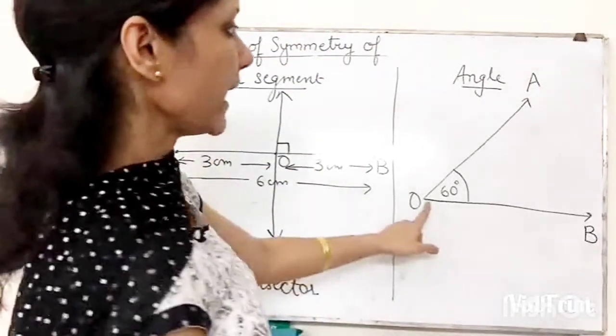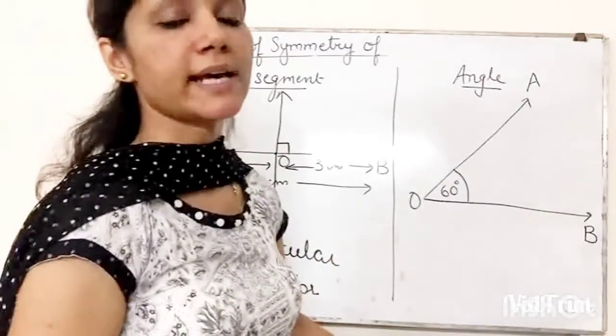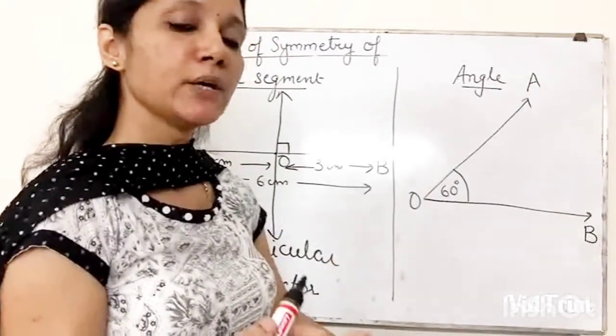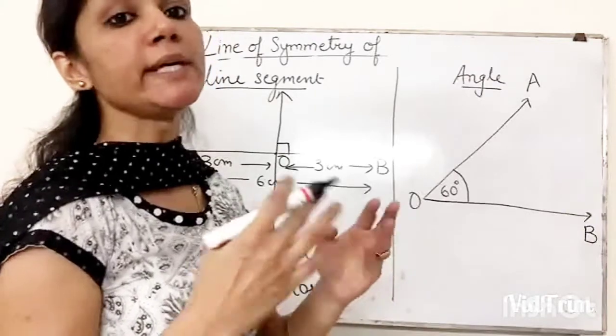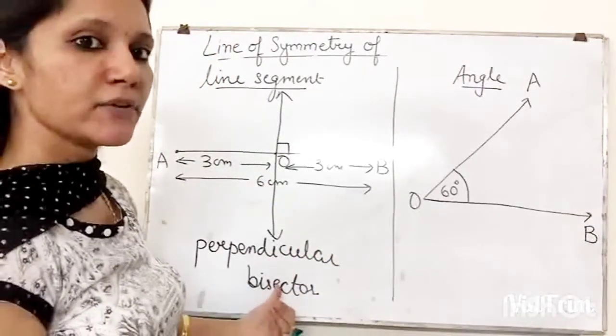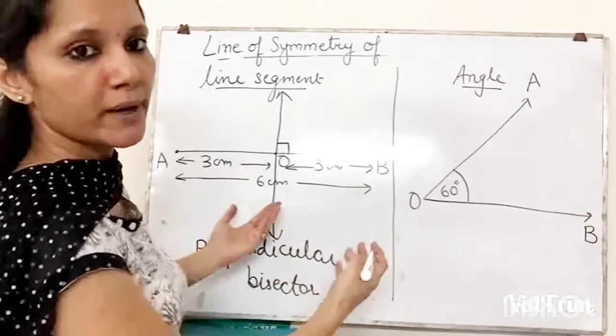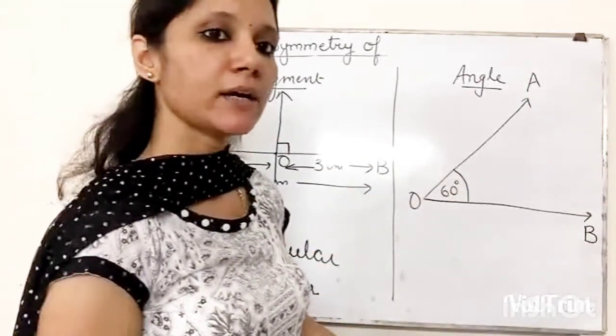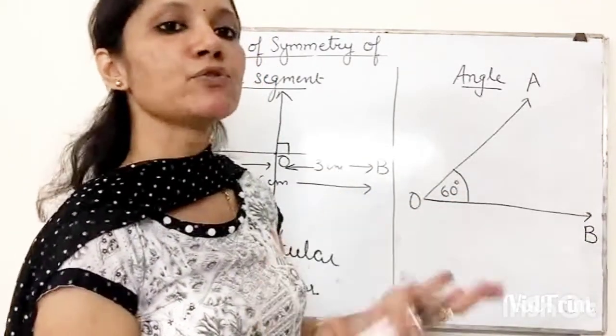So if I draw a bisector of this angle, again bisector क्या होता है? Which divides anything into two equal parts. यहाँ पे line segment का bisector क्या होगा? Which divides the line into two equal parts. तो angle का bisector क्या होगा? Which divides the angle into two equal parts.